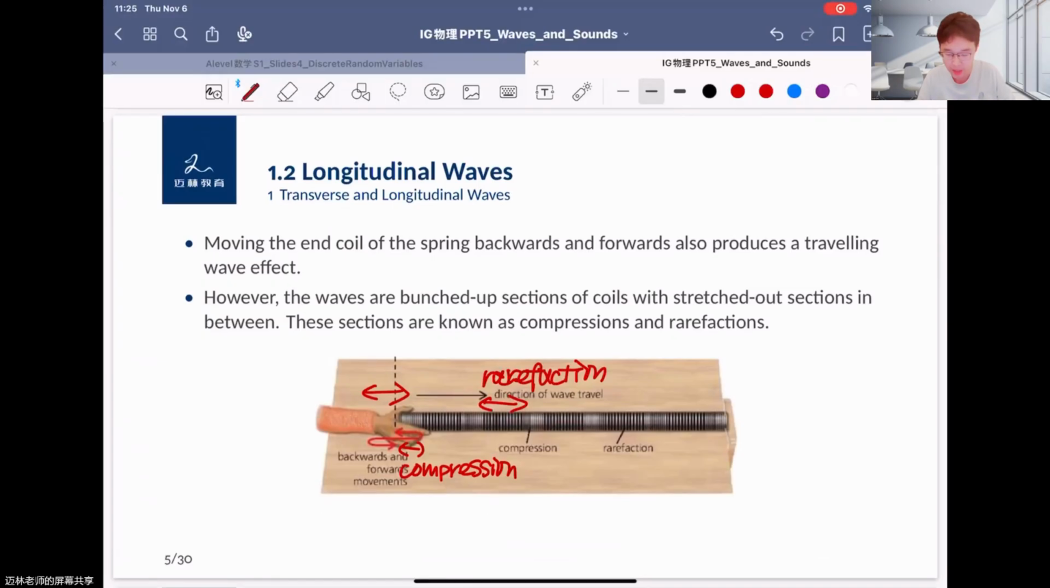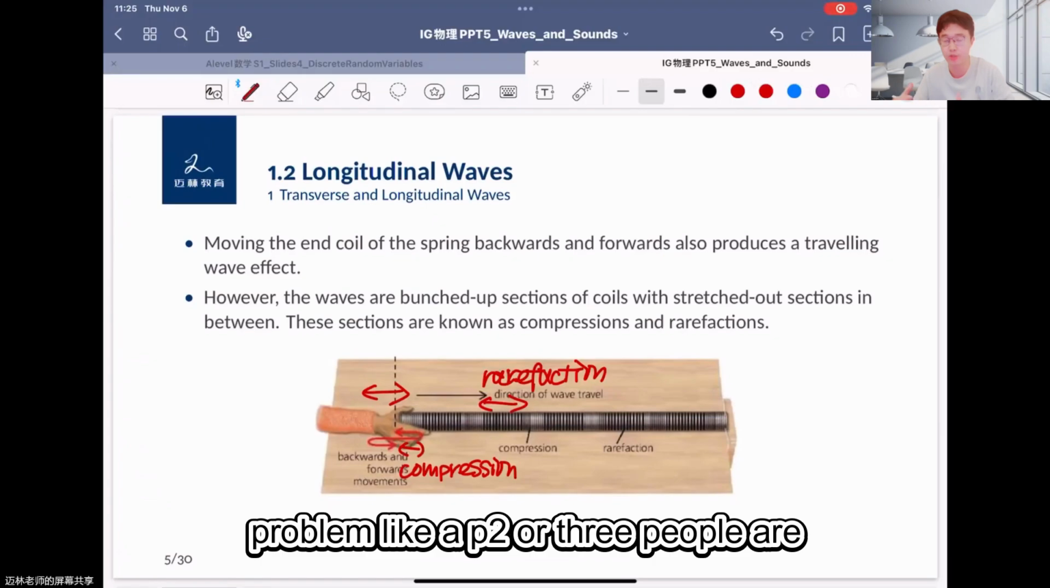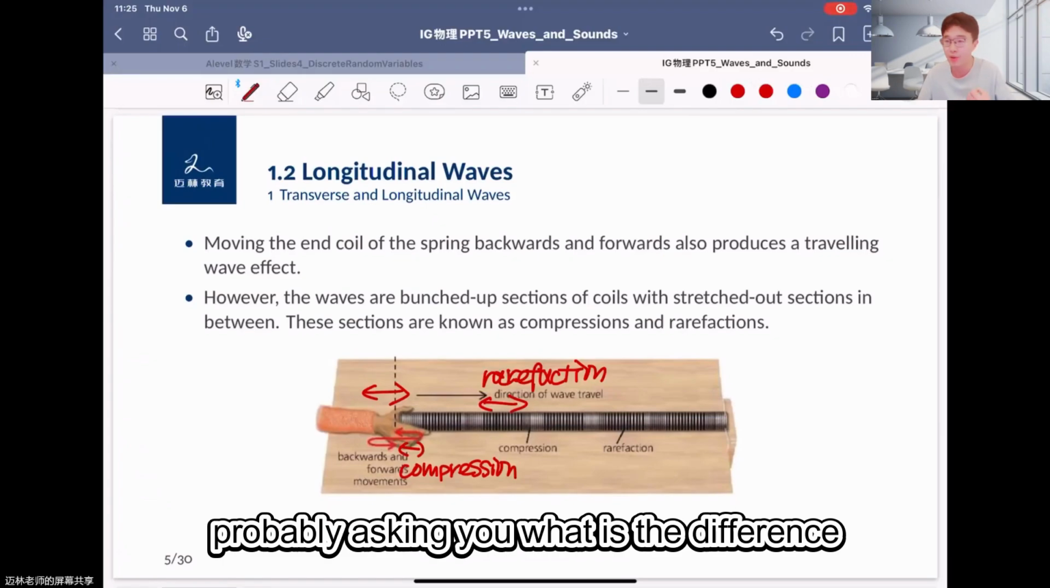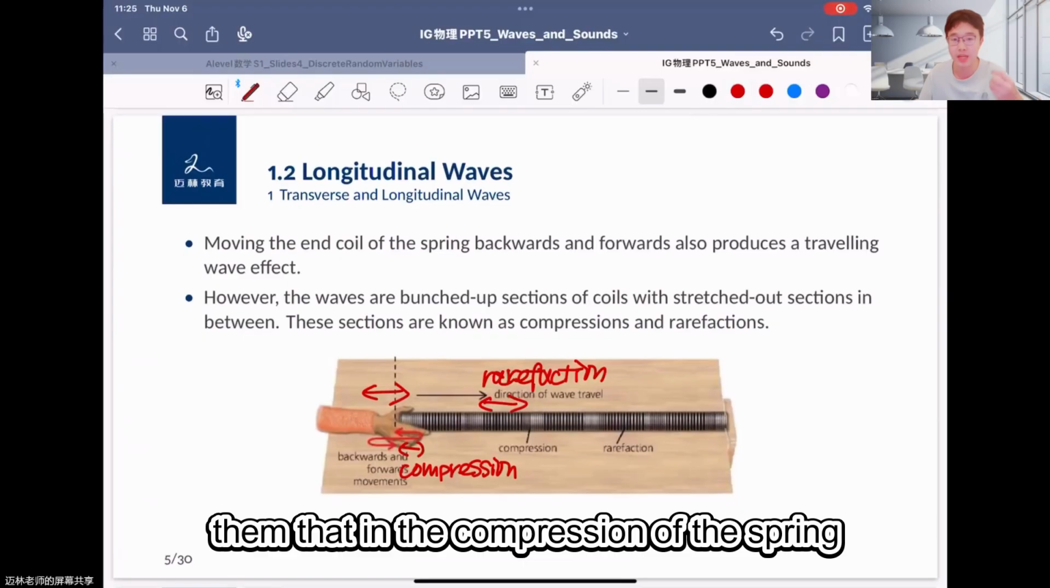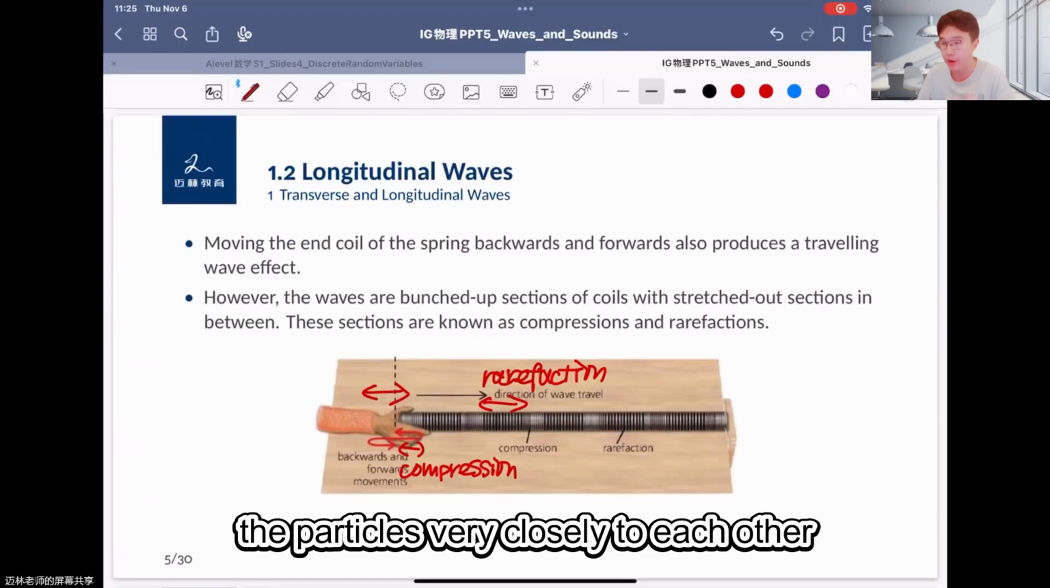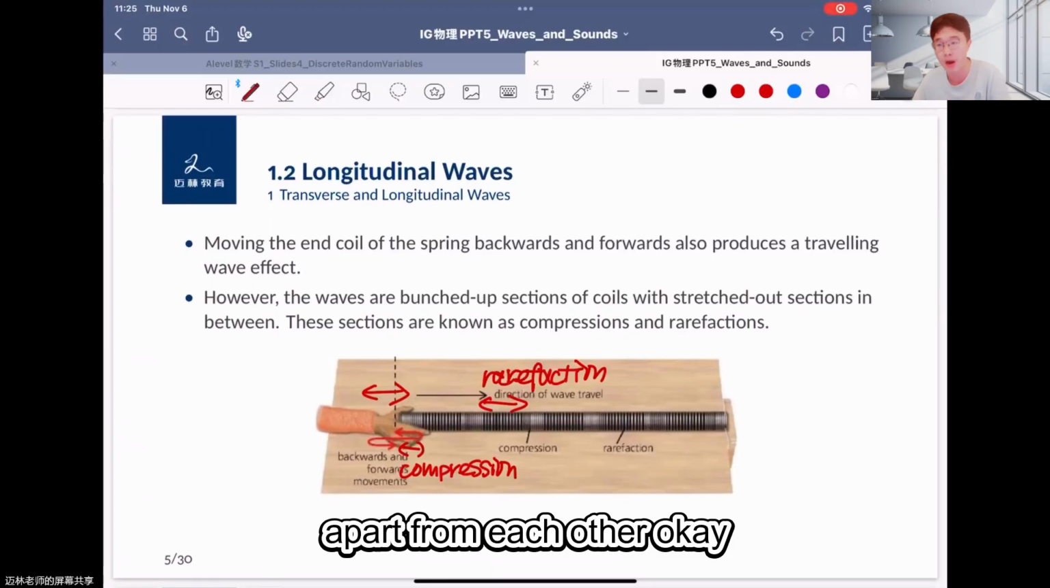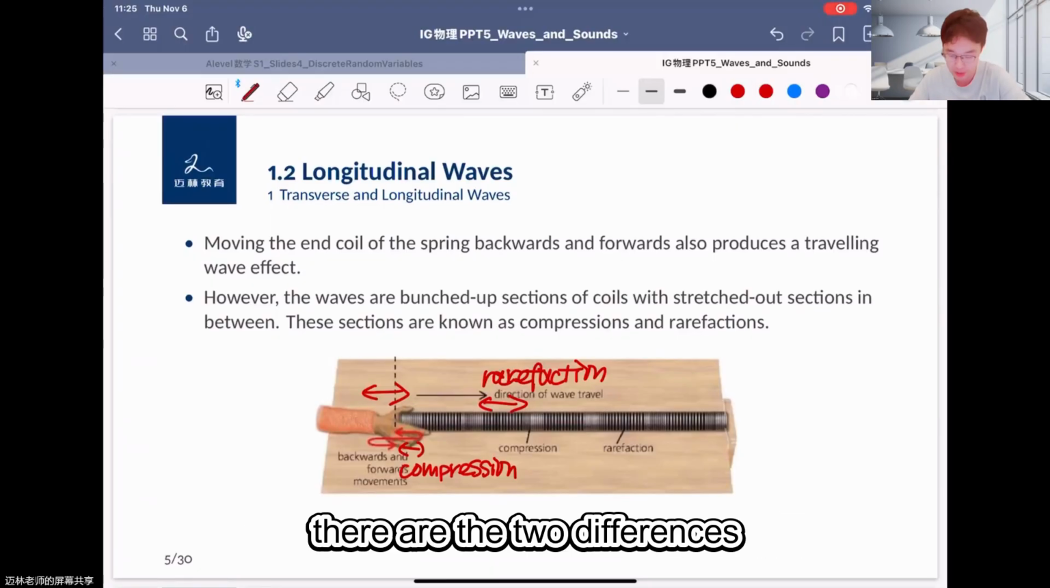That means here the particles inside these places have less energy and they are a little bit far from each other, okay? So if a problem, like a P2 or sorry P4 problem, asks you the difference between compression and rarefaction, you can tell them that in the compression of the spring, the particles are very close to each other, and in rarefaction they are very far apart from each other. Okay, those are the two differences.